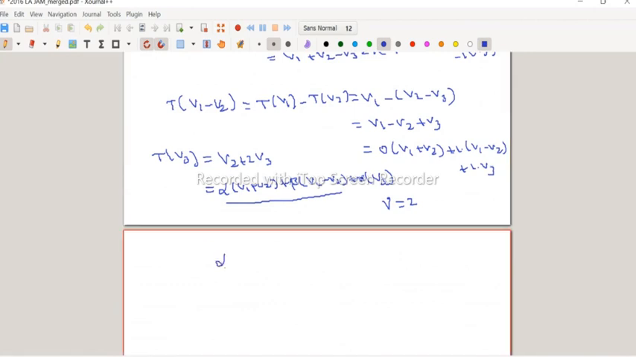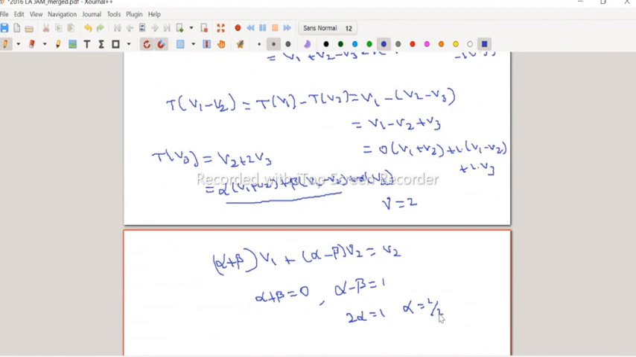Multiplying inside, we get alpha plus beta times V1, and taking V2 outside, we get alpha minus beta times V2, equal to V2. Therefore we can compare the coefficients. Alpha plus beta should be 0, since there is no V1 on this side, and alpha minus beta should be 1. Simplifying these two equations, just add them: we get 2 alpha equals 1, so alpha equals 1 by 2. Substituting alpha equals 1 by 2, we get beta equals minus 1 by 2. Now we have the idea.